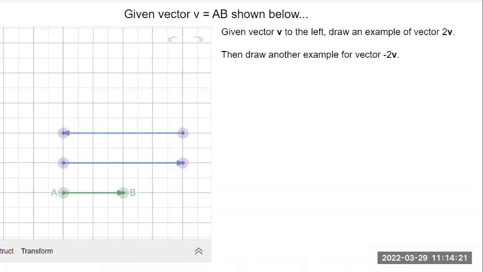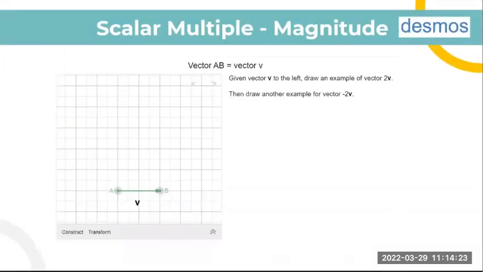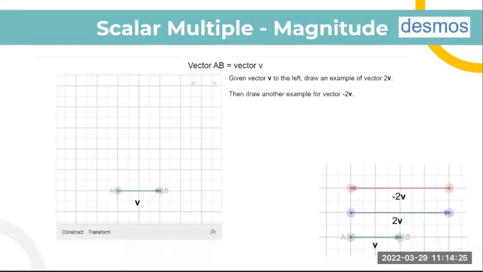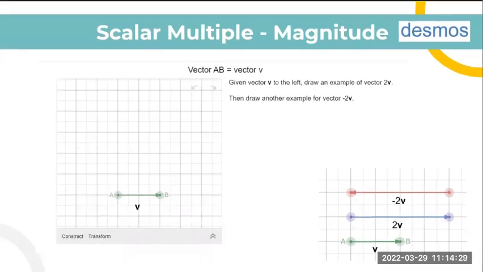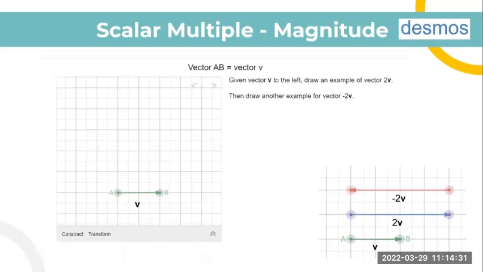So thanks for drawing those different examples. Again, this isn't anything new. This is just reviewing what we covered in 7.03. But we're going to combine this knowledge with our knowledge of finding magnitude and direction.